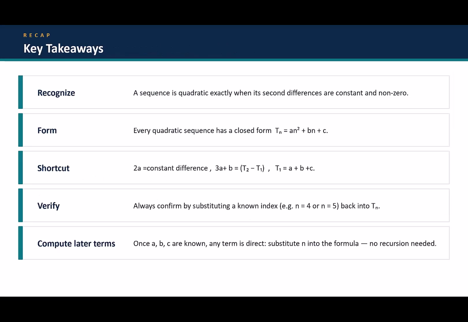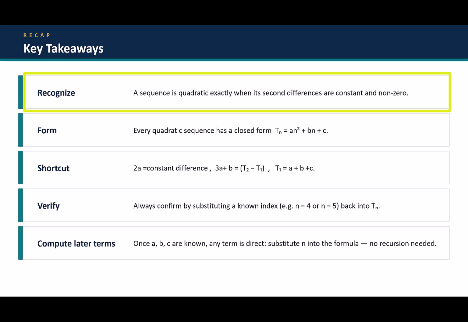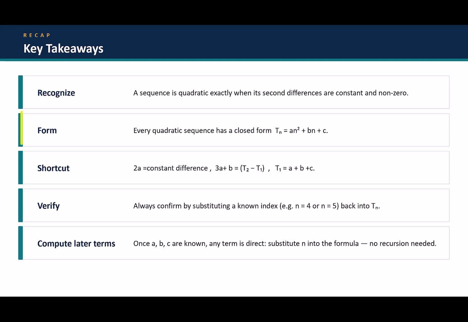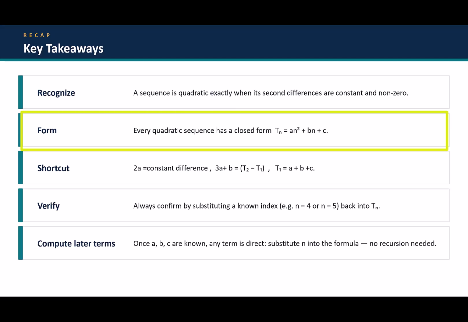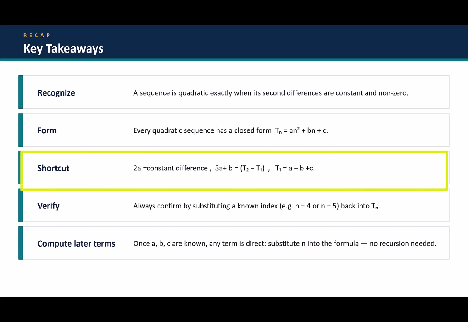Let's recap what we just learned. A sequence is quadratic when its second differences are constant and not 0. Every quadratic sequence has a closed form, t sub n equals an squared plus bn plus c. We'll be able to find the values of a, b, and c by using these shortcut equations. 2a is equal to the constant difference, 3a plus b is equal to the difference of the first two terms, and a plus b plus c is equal to the first term.